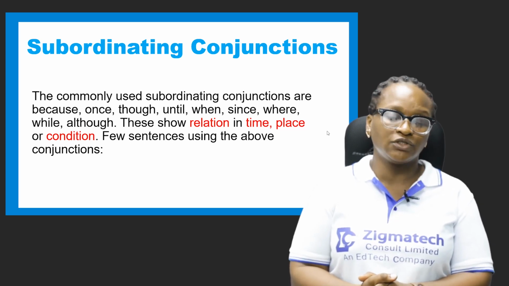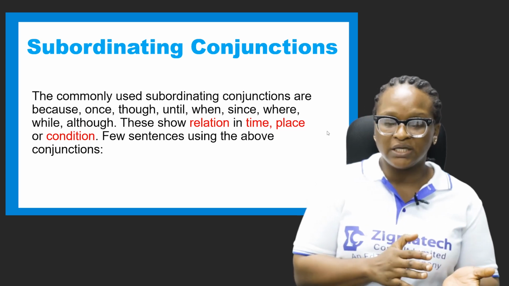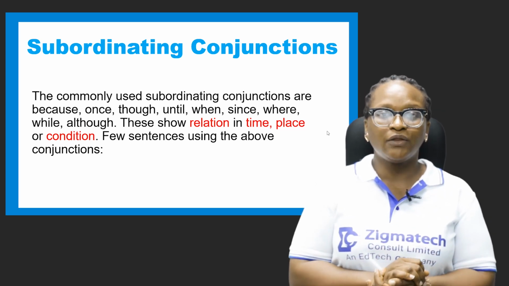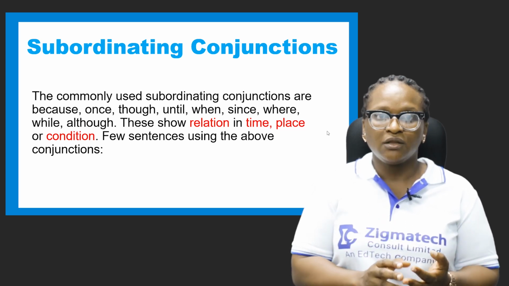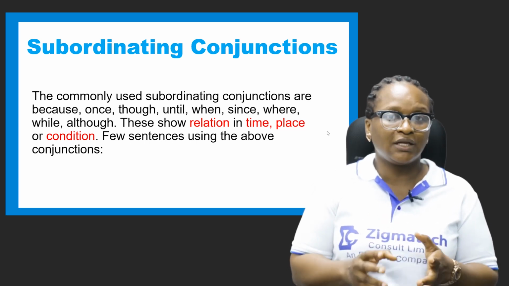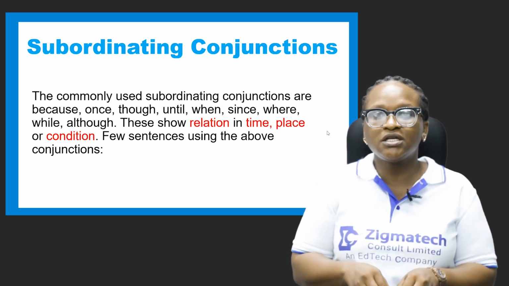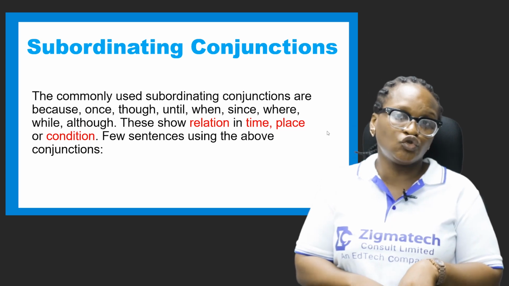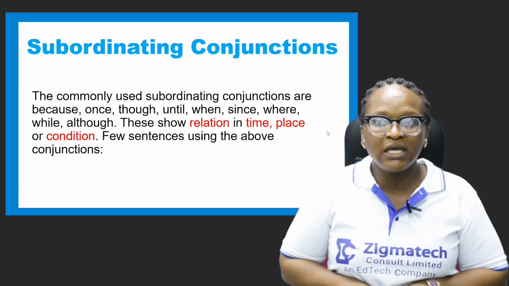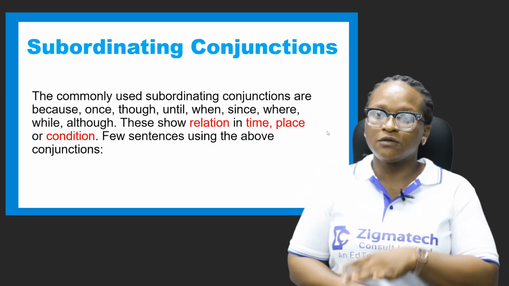The second type of conjunctions is the subordinating conjunctions. By the word subordinating, we refer to dependent conjunction. These are conjunctions that are used to introduce the subordinate clause in a sentence. Subordinating conjunctions are used to introduce the subordinate clause in a sentence. Now let's look at what we have here.